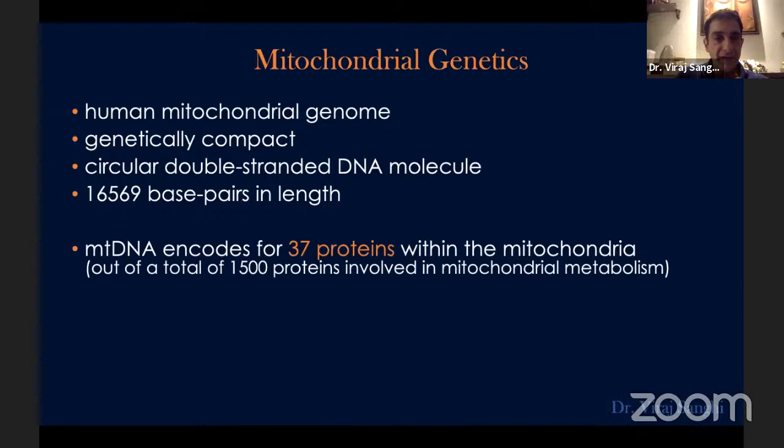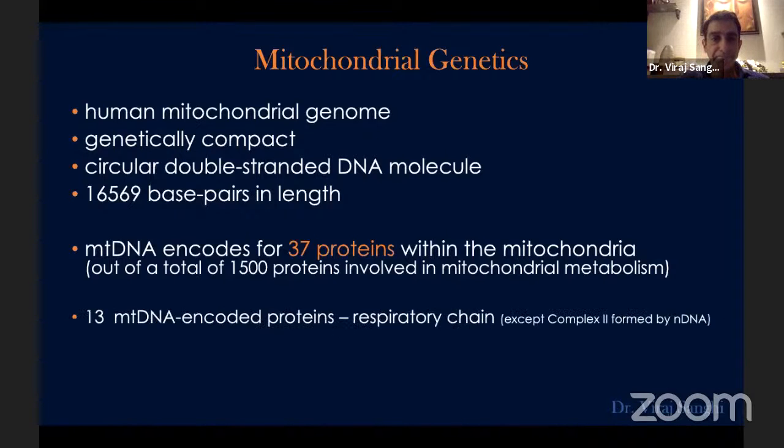The mitochondrial DNA encodes for only 37 proteins within the mitochondria. Keep in mind that there are 1,500 proteins involved in mitochondrial metabolism, and only 37 of these 1,500 are encoded by mitochondrial DNA. The rest of these 1,500 proteins are encoded by nuclear DNA. And this is very important to keep in mind, that only 37 proteins are encoded by mitochondrial DNA.